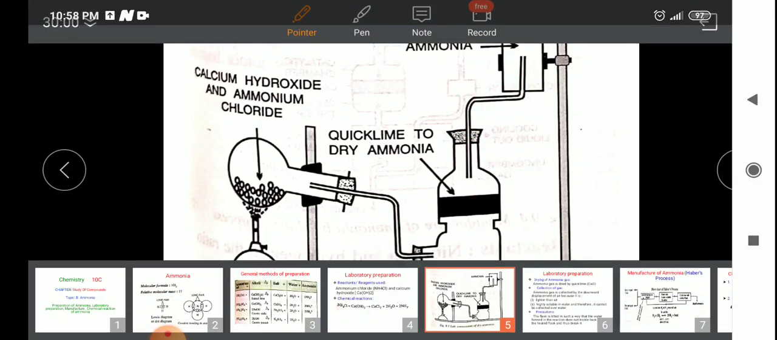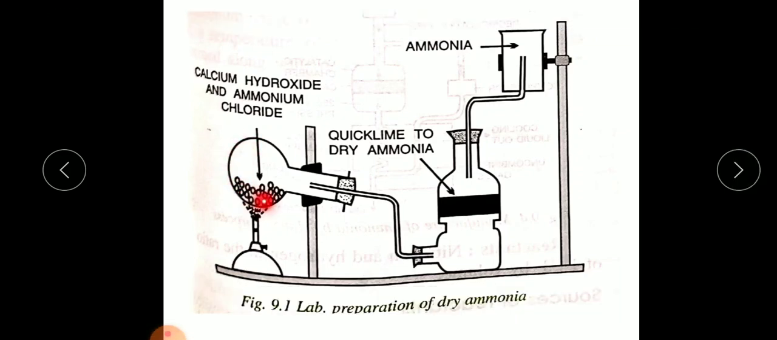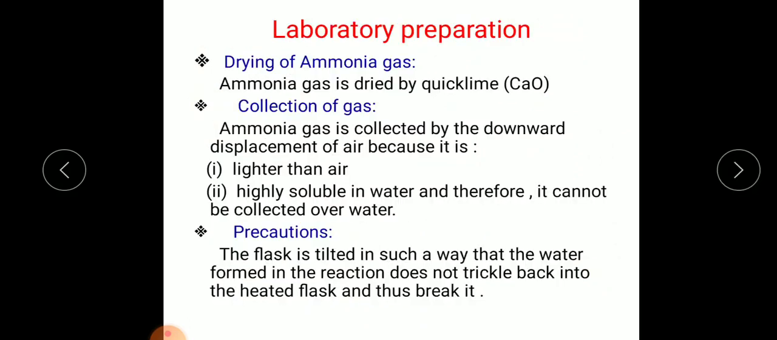Now what you need to do is, in the round bottom flask you take a mixture of ammonium chloride and calcium hydroxide, the substances from which we can prepare ammonia, and we heat it. As the reaction takes place, there is production of ammonia gas, which passes through and is dried by this quicklime. So in this laboratory preparation of ammonia, ammonia gas is dried by quicklime.